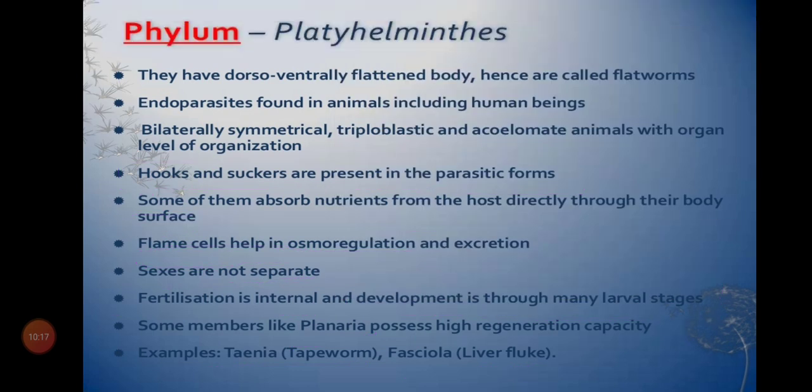So that's all about the Platyhelminthes. So what is the main character? Dorso-ventrally flattened body and endoparasite, bilaterally symmetrical, triploblastic, and hooks and suckers are present, and they will absorb nutrition like a simple diffusion process also. Flame cell is meant for osmoregulation and what is that? Excretion. Sexes are not separate. Internal fertilization, indirect development, and examples are Taenia solium and fasciola.